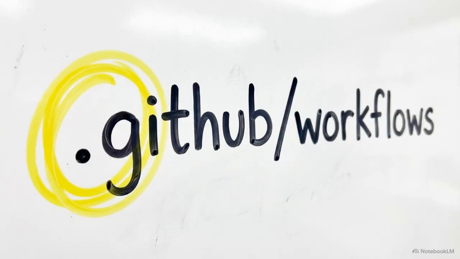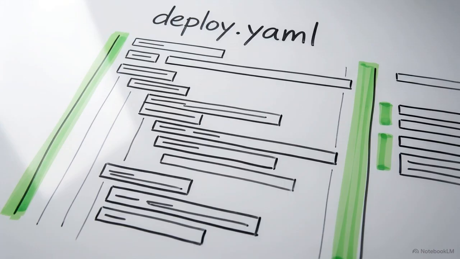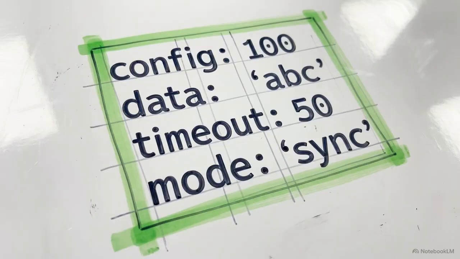Pay close attention to the spelling here. You must include the leading period before GitHub, and workflows must be plural. If these are off by a single character, GitHub's automation engine will completely ignore the file. The file extension is YAML. This is a configuration language that relies entirely on exact indentation and spacing to understand your commands. Absolute precision is required when you paste in your code.